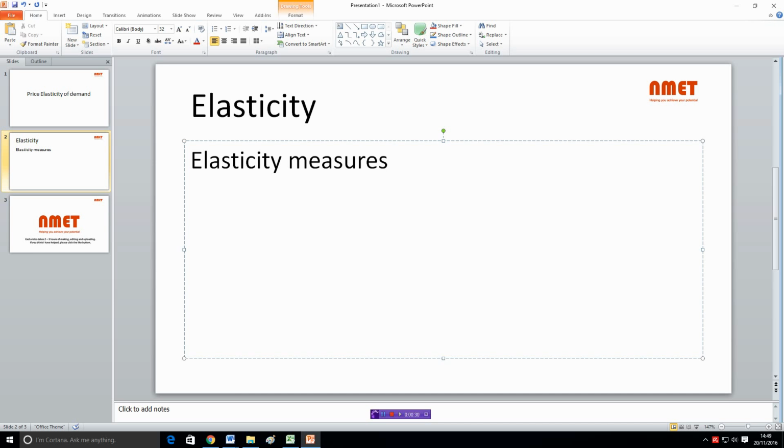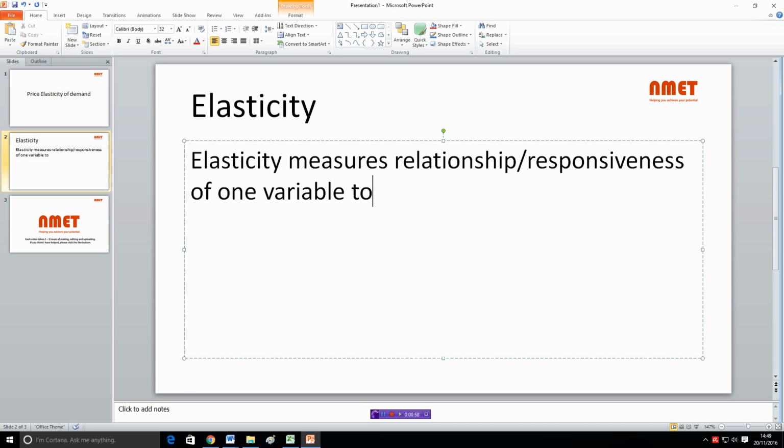No. Elasticity measures the relationship between two variables, so price elasticity of demand is going to measure the responsiveness of changes in quantity demanded to price. But elasticity itself measures the responsiveness of one variable to another. So you're measuring the relationship, or how one change in one variable will cause a change in another variable.